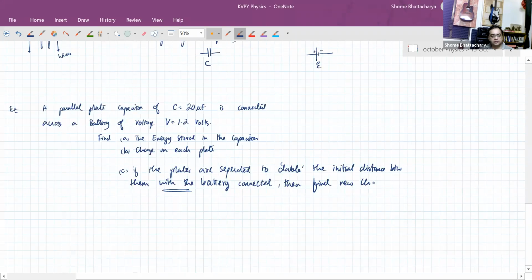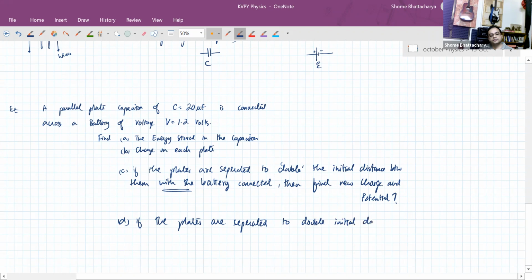So new charge and potential. On the other hand, if the plates are separated to double the initial distance, but after disconnecting the battery, then find the new charge and potential.